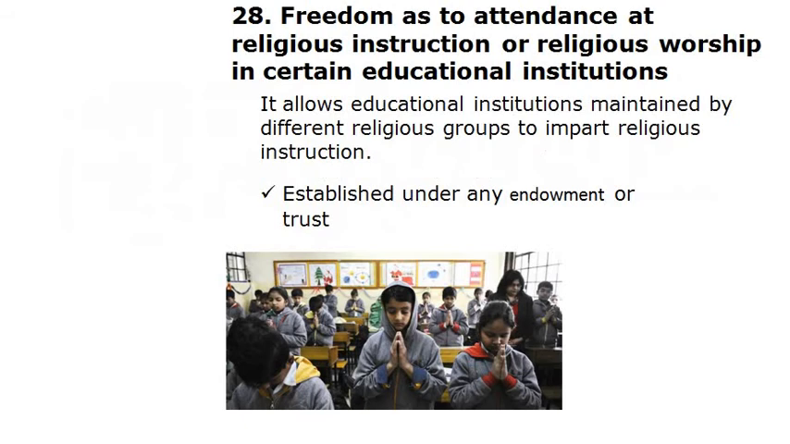Then comes Article 28, the freedom as to attendance at religious instruction or religious worship in certain educational institutions. It allows educational institutions maintained by different religions. That means the institution is allowed to give its own education to the public who want that religious education, established under an endowment or a trust.